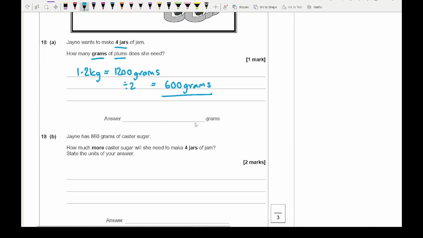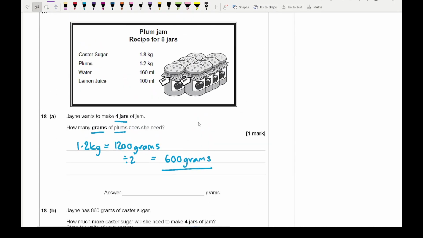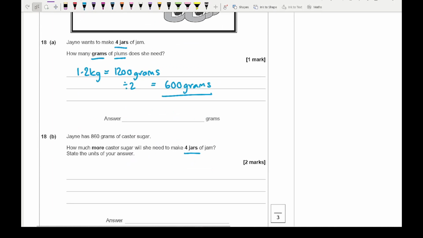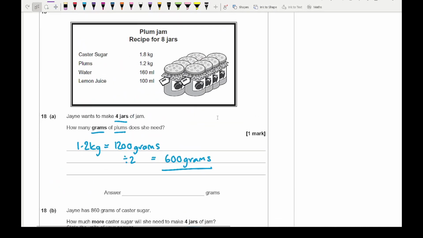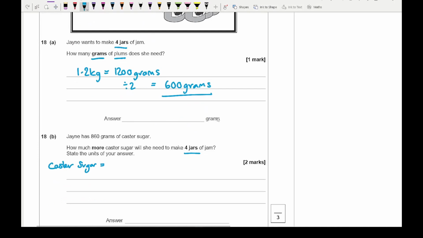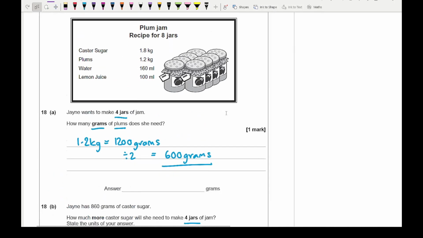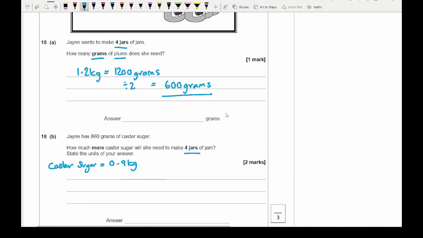So again, she only wants to make 4 jars. And so let's have a look at how much caster sugar she's going to need. Well, in terms of the caster sugar, for 8 jars, she needs 1.8. So for 4, she's going to need 0.9 kilograms. Let me just double check. Yep. So that's for 4 jars. And 0.9 kilograms is 900 grams. So if she's got 860, she needs 900.